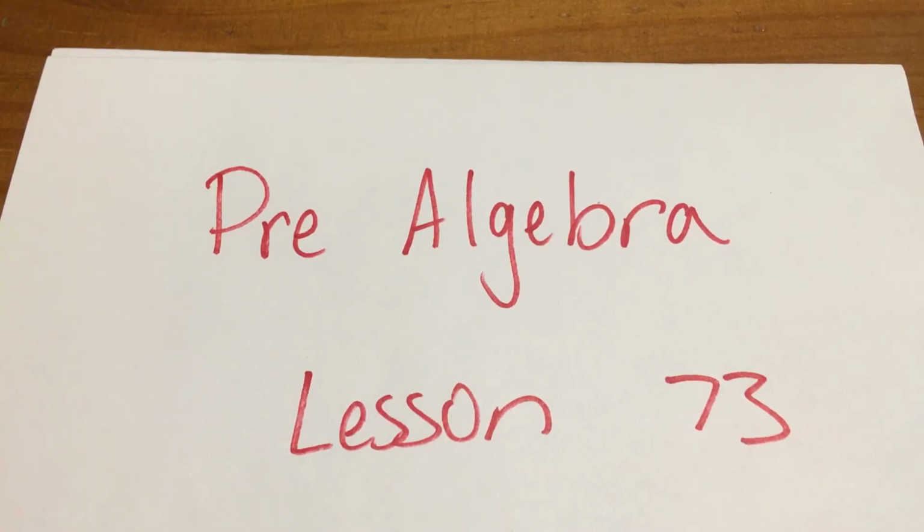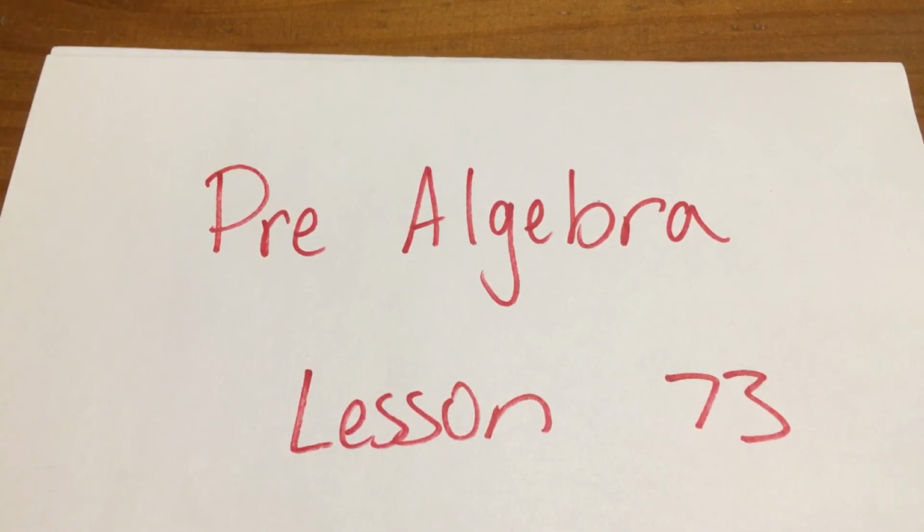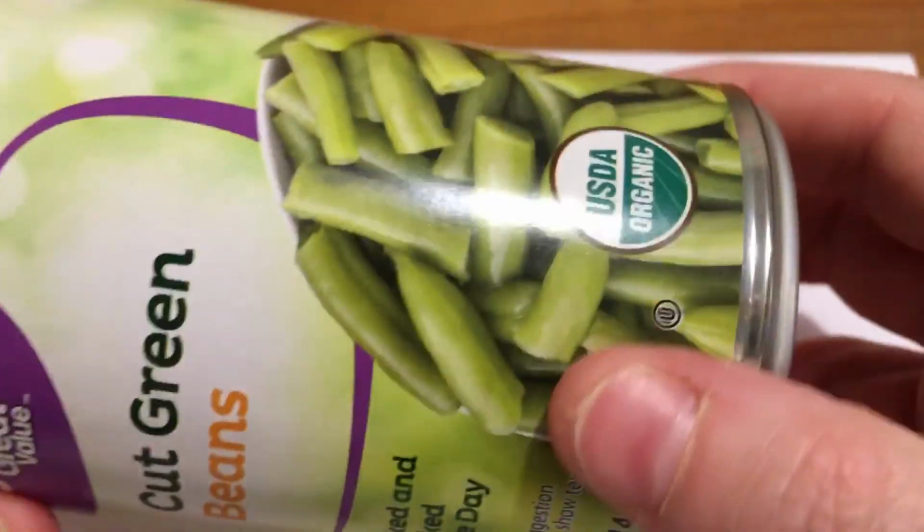Hello, pre-algebra. We are going to be going over lesson 73 today, and I apologize ahead of time. This is a difficult lesson. It's having to do with cylinders. Remember, cylinders are three-dimensional shapes. They have two circles on the end, and then of course a surface area going around them.